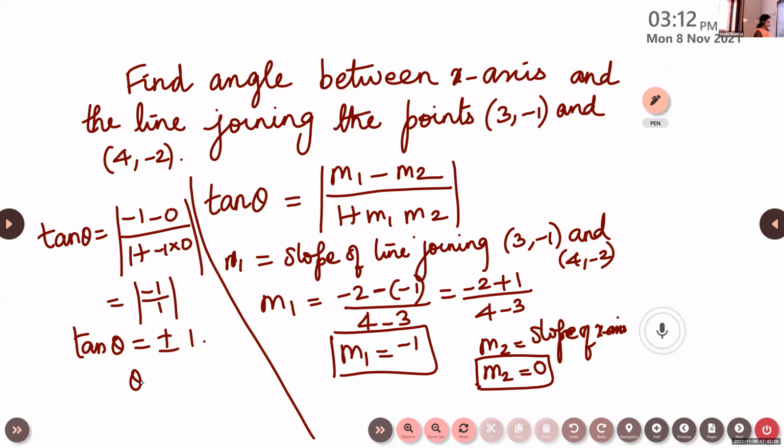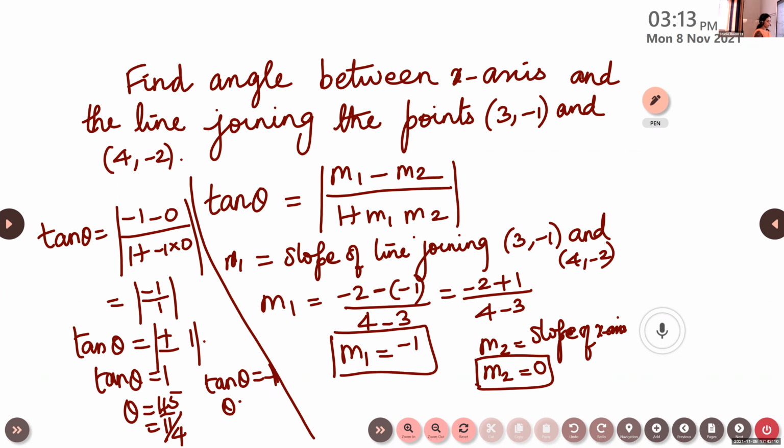So what will be theta? Suppose tan theta is positive 1. What is the value of theta? 45, isn't it? Instead of 45 degrees, we used to write this as pi by 4. And when tan theta is minus 1, usually it is modulus, meaning we take only the positive value. Suppose you are asked to write the obtuse angle, then what will you write? If it is asked to find the angle, you write only the acute angle. Sometimes they'll ask specifically for the obtuse angle, and then you have to find the obtuse value also. So tan theta is minus 1.